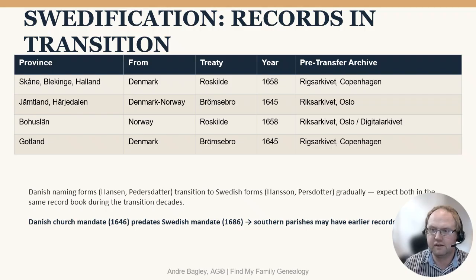Then there was the Treaty of Brömsebro in 1645 that transferred Jämtland, Härjedalen, and Gotland from the kingdoms of Denmark and Norway. They were sharing the crown. And Bohuslän came from Norway in 1658. These territory transfers didn't just reach other boundaries; they fundamentally changed the administrative, linguistic, and even some of the religious infrastructure of these regions. Even though these regions were Lutheran themselves, there's still a transition from the different churches.